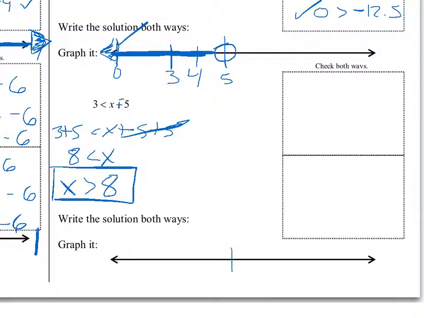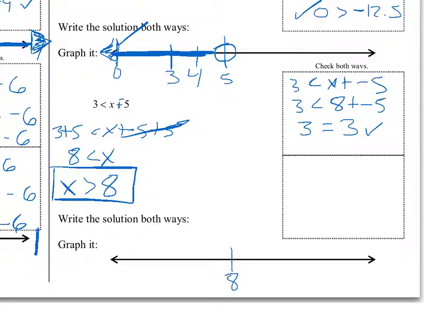So before we go ahead and write that down as our starting point, we want to check it by plugging into the original inequality. 3 is less than x plus negative 5. We're going to plug in that 8. And we want these to come out equal. 8 plus negative 5, that's opposite sign, subtract. Take the sign of the larger number. 3 is equal to 3. That is an excellent first check.